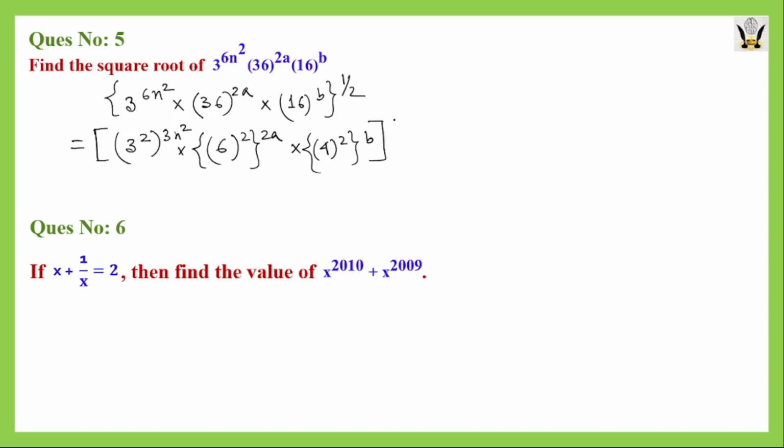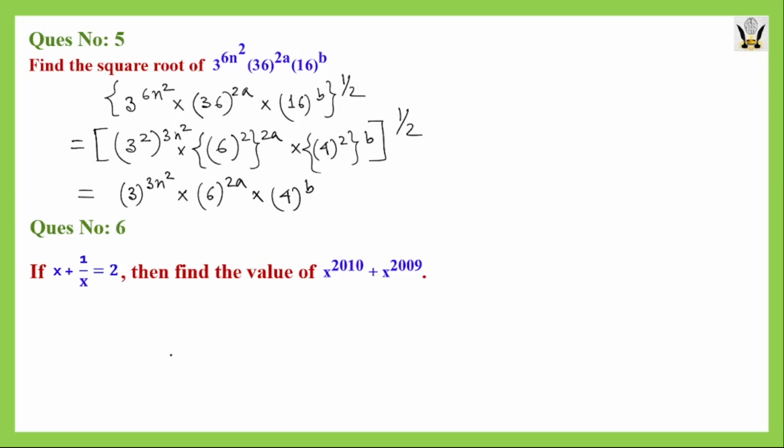So from here also it will be square root, and if we evaluate each term individually, then this square and this square root will cancel each other. So from the first term we will have 3 to the power 3n square. Then from the second term, this square and this square root will cancel each other, so it will be 6 to the power 2a. And from the third term this square and this square root will cancel each other, so we will have 4 to the power b, and this will be our final answer.